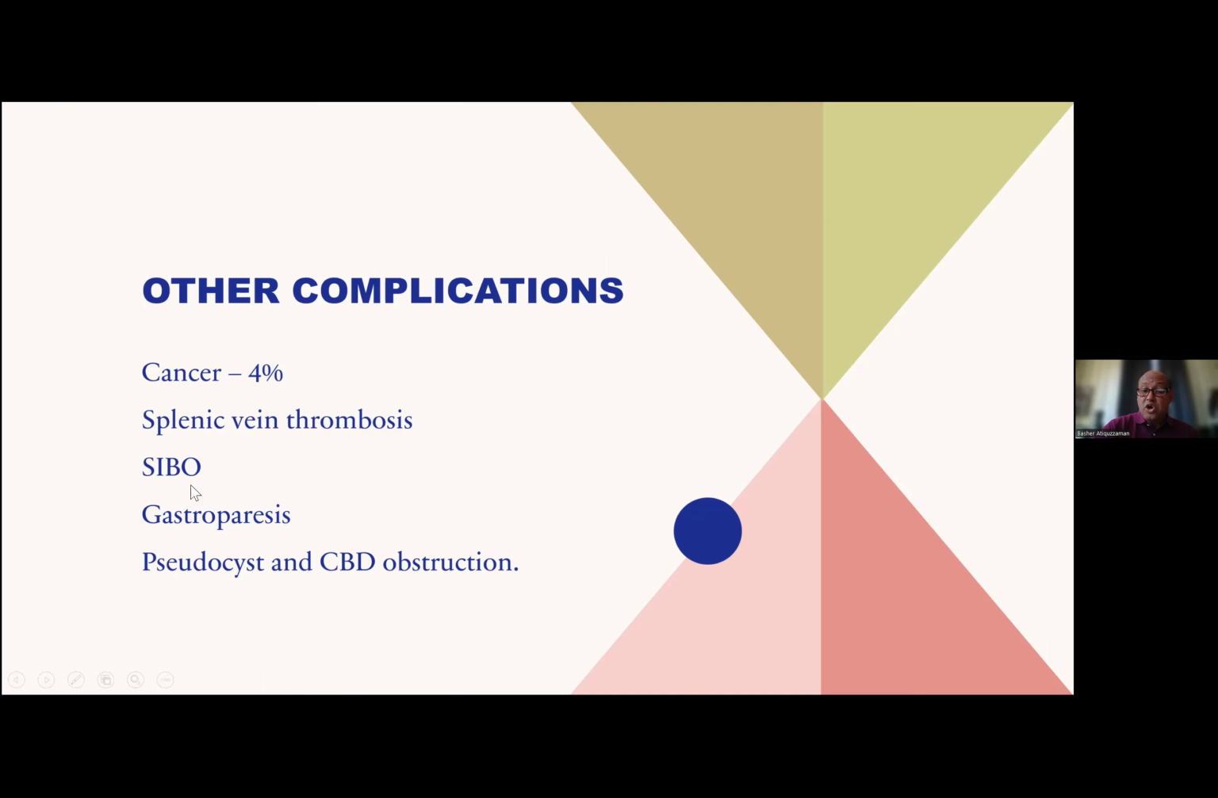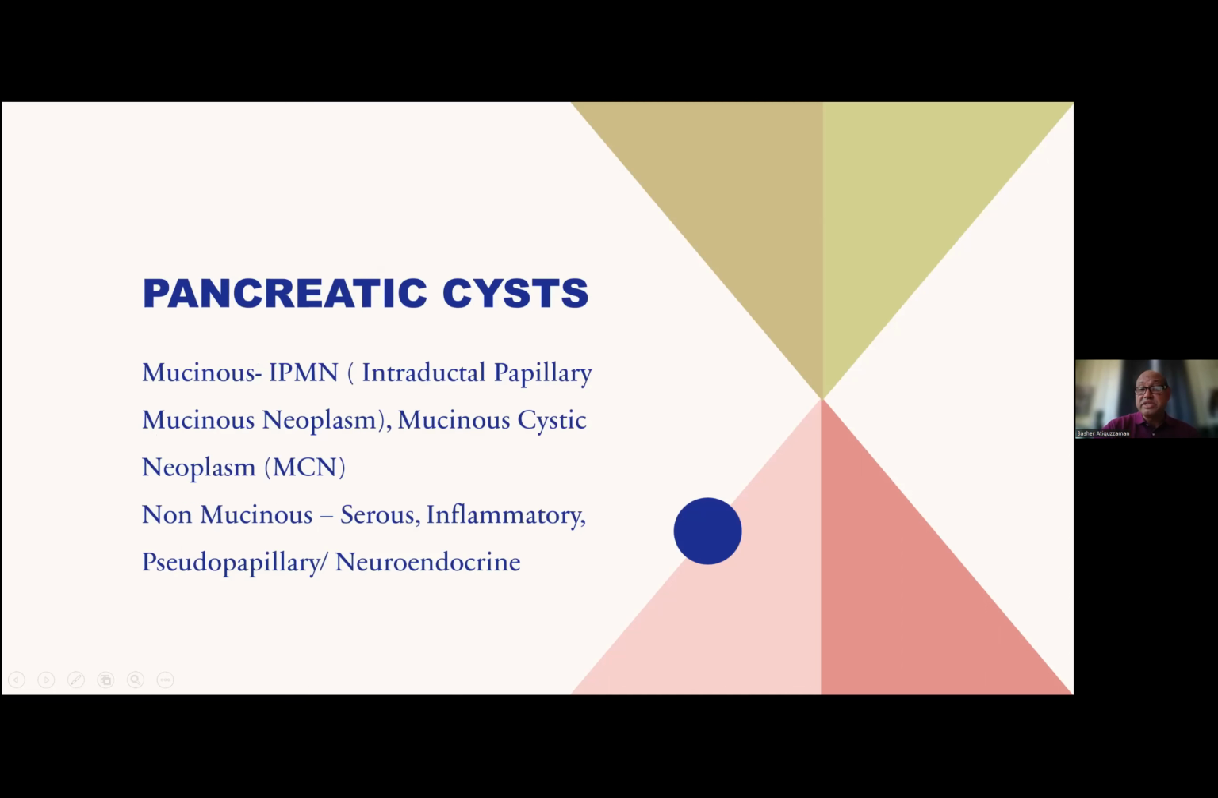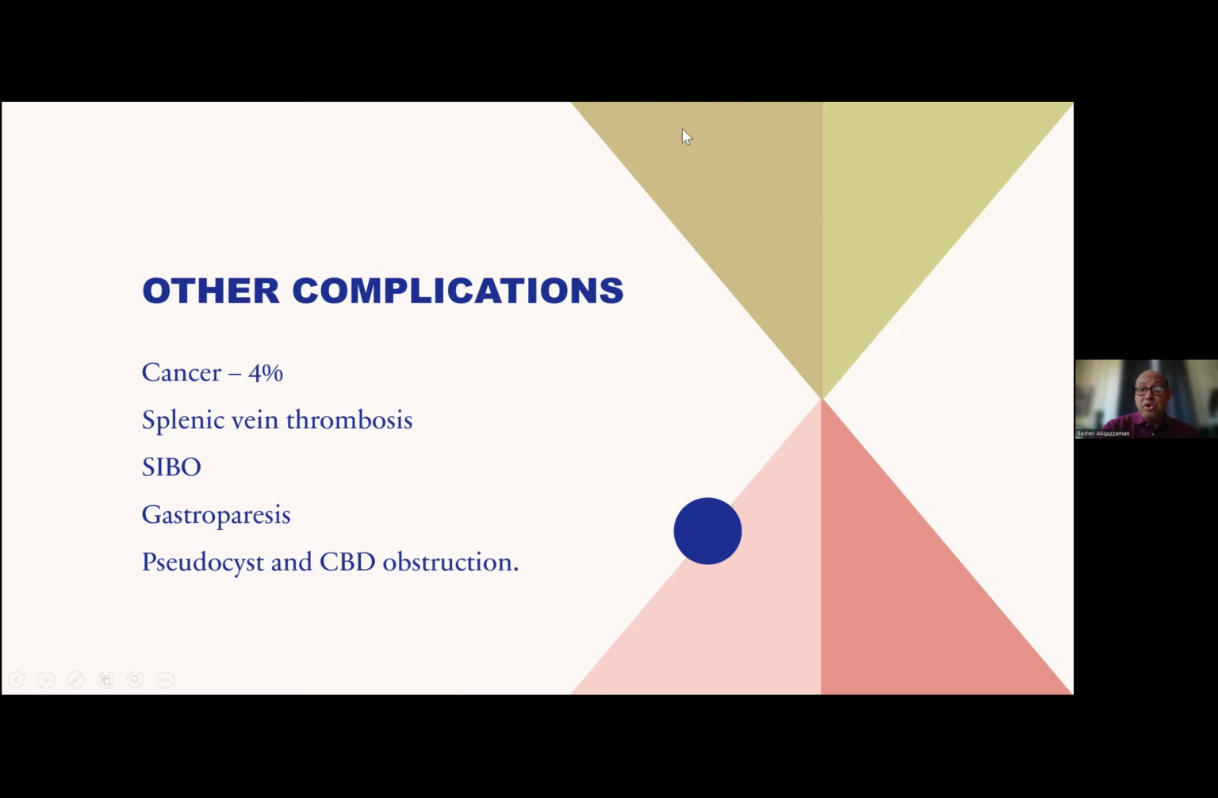They can also have small intestinal bacterial overgrowth syndrome. They will have gastroparesis. Some of them will have pseudocyst and common biliary obstruction, and they have to go for endoscopic or surgical treatment.